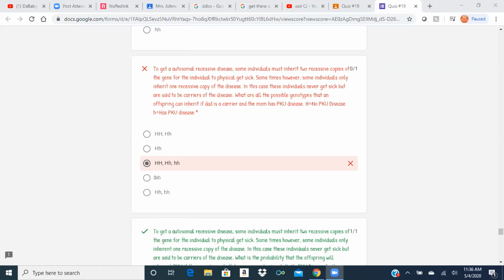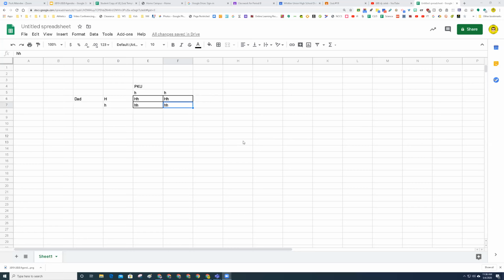All right, so make sure that you understand that part of it. Look, so there it is. If you look at my Punnett square, it's right here. That's how I got the answer. So, any questions on today's quiz, guys? Any questions? No. All right.